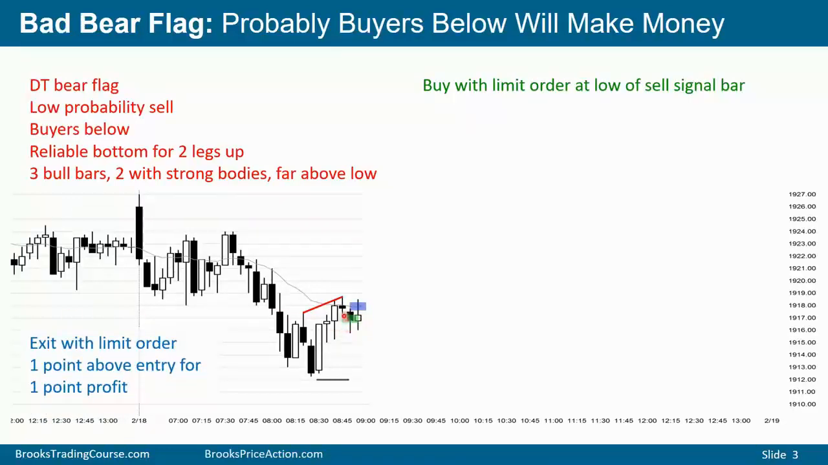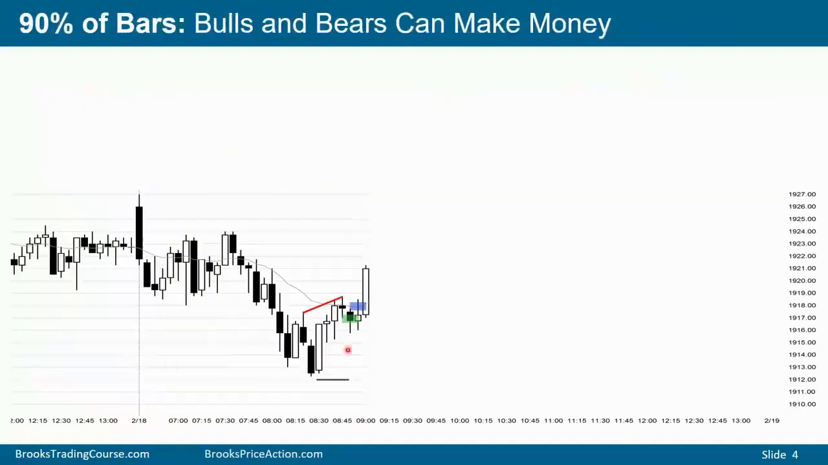If he's a scalper, he buys that low, places a limit order to get out 1 point above, he takes his profit. Bull breakout, a surprisingly big bar. Usually when you get a surprise bar, you'll get at least a small second leg up.